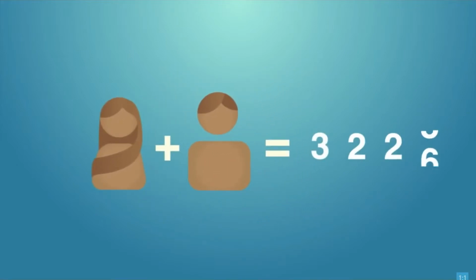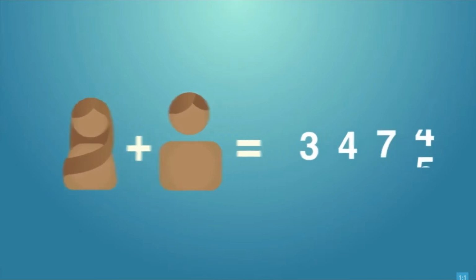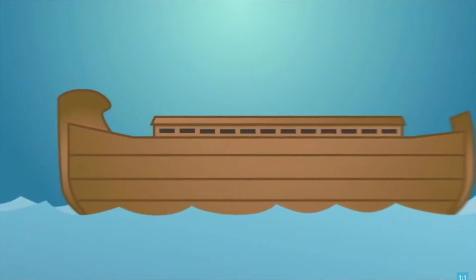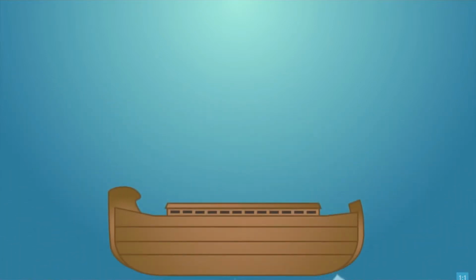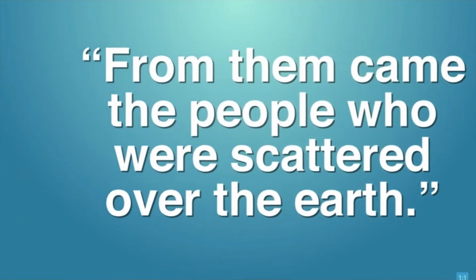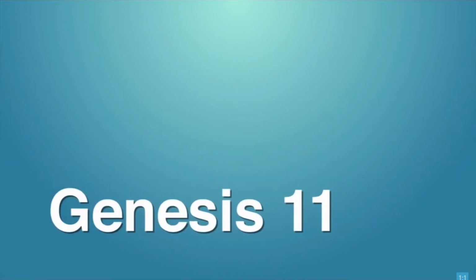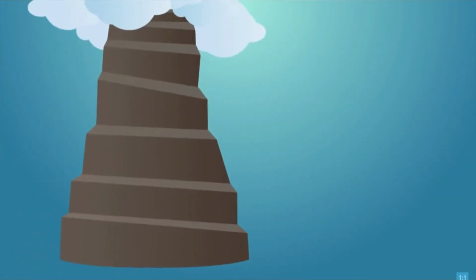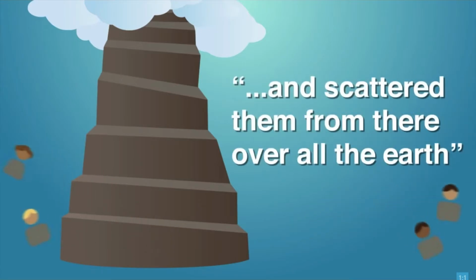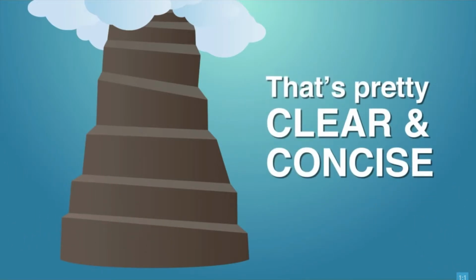Then, their children had children, and those children had children, and so on for many generations until, according to Genesis 6:9, the world's population was reduced to 8 people who were protected inside an ark during a global flood. And those 8 people later walked off the ark, and according to Genesis 9:19, from them came the people who were scattered over the earth. Oh, wait a second. What do I mean scattered? Well, jump over to Genesis 11, and let's talk about an event known as the Tower of Babel. Basically, because of the sinful actions of the descendants of Noah, the Lord confused their language and scattered them from there over all the earth. That's pretty clear and concise.